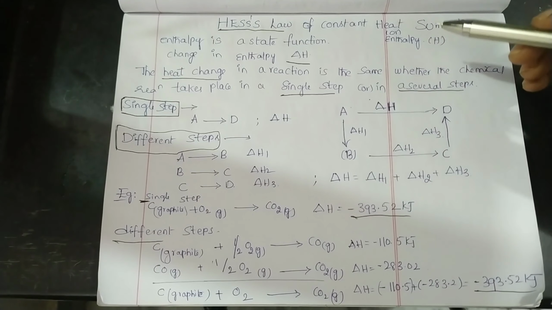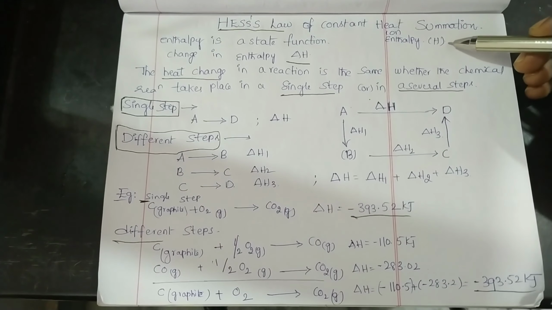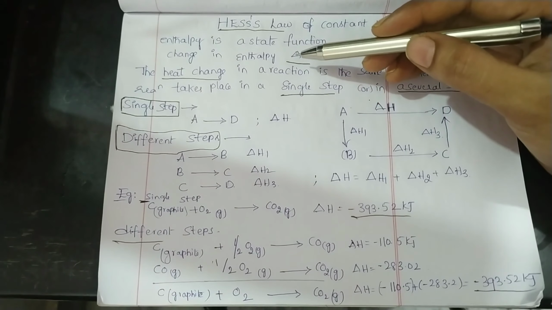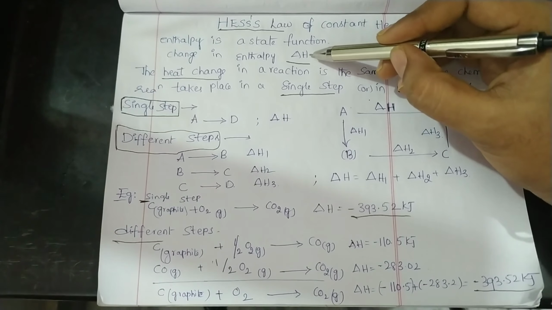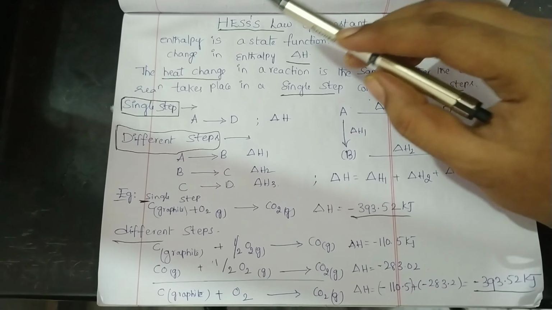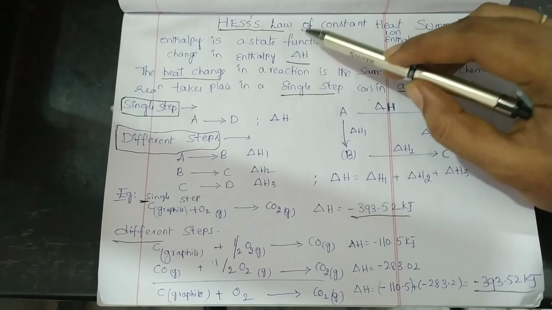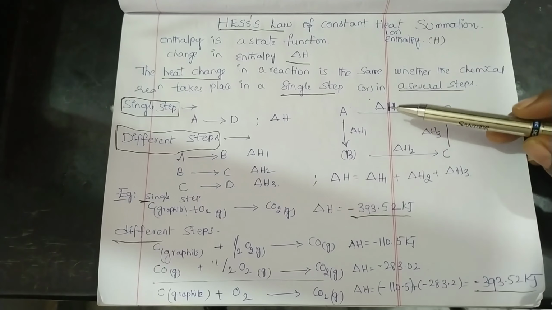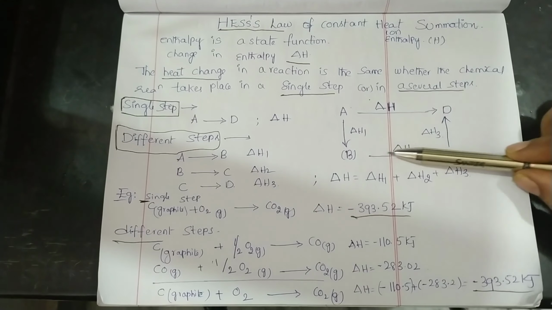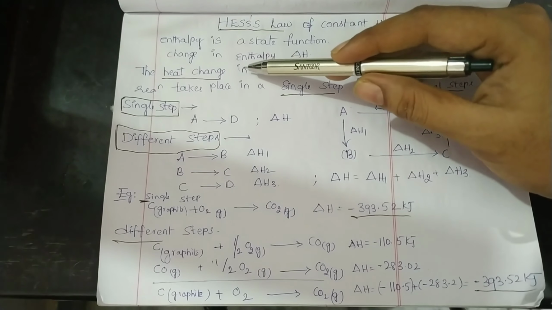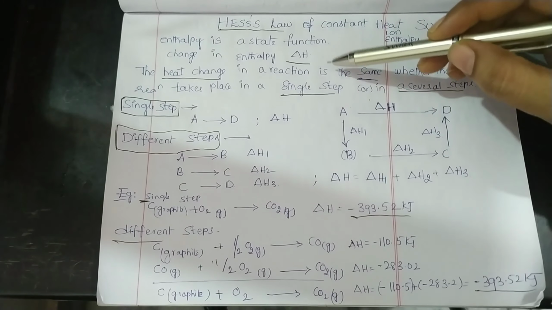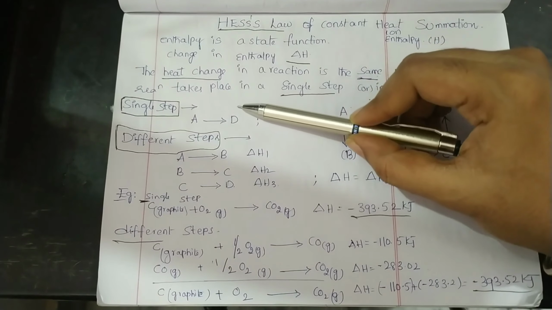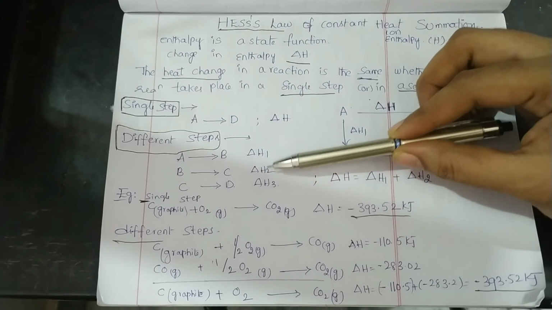It is not possible to find out the absolute values of enthalpy, but the change in enthalpy, that is heat change, is calculated. It is represented by delta H. Enthalpy is a state function. That means it depends on initial and final states, but not on the intermediate steps through which the reaction is carried out. The heat change, that is enthalpy change in a reaction, is the same whether the chemical reaction takes place in a single step or in several steps.